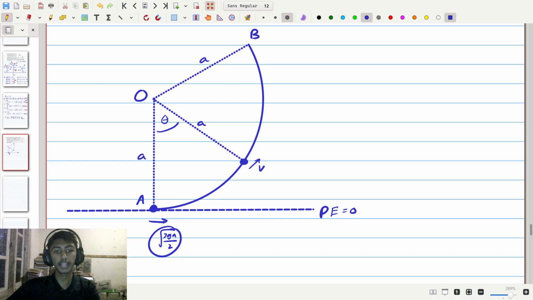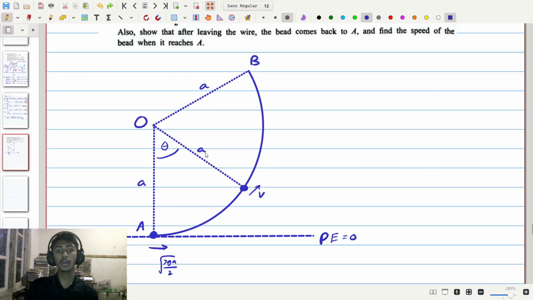So it's traveling like this, and as it travels along, it's going to slowly go up and up the wire. As it goes, it's going to have turned through an angle θ, let's say. At that point, let's suppose it has a velocity of v, and it is at a certain height above the PE equals 0 level. So at this point, its potential energy plus kinetic energy is still going to be equal to the initial potential energy plus kinetic energy of the bead.